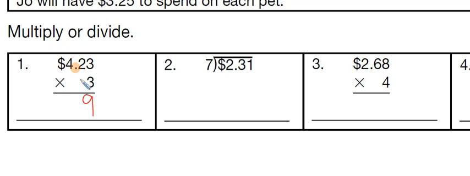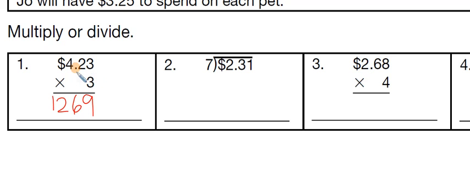3 times 2 is 6. And 3 times 4 is 12. Now again, this was $4.23 times 3. So 1,269, that's kind of a big number. That seems kind of out there, like it wouldn't be true.